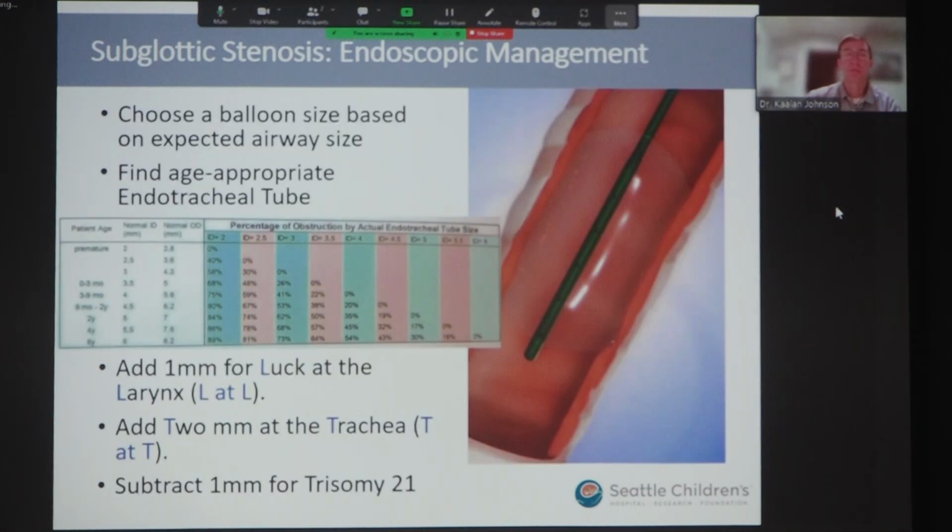So this has been mentioned as well, but make sure you don't forget when you're sizing this, it's based on the age-appropriate endotracheal tube outer diameter, and you add 1 millimeter for luck at the larynx and 2 millimeters at the trachea. So luck at the larynx and T2 for trachea is your alliteration to remember on how to size your tracheal balloons, because picking the right size is the most important thing. If they have trisomy 21, subtract a millimeter from those sizes.